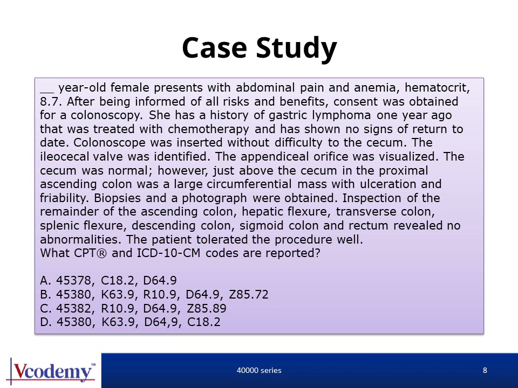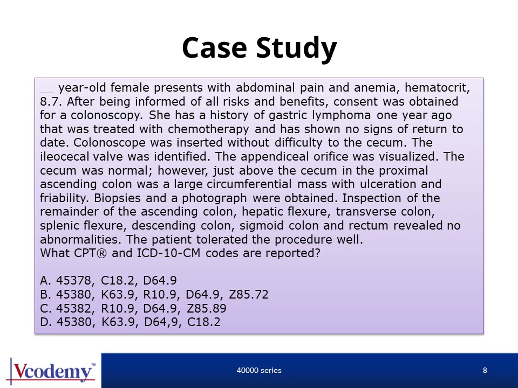The cecum was normal. However, just above the cecum in the proximal ascending colon was a large circumferential mass with ulceration and friability. Biopsies and a photograph were obtained. Inspection of the remainder of the ascending colon, hepatic flexure, transverse colon, splenic flexure, descending colon, sigmoid colon, and rectum revealed no abnormalities. The patient tolerated the procedure well. So, what CPT and ICD-10-CM codes are reported?